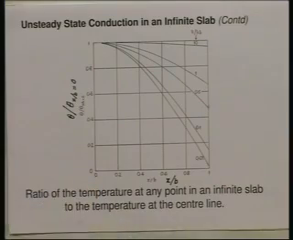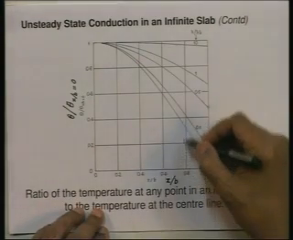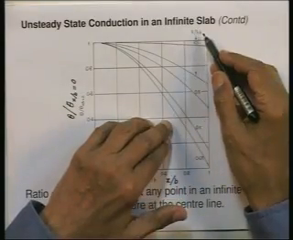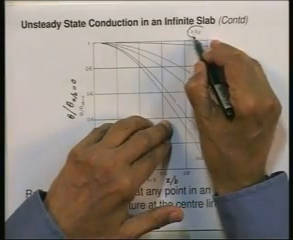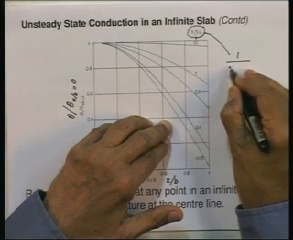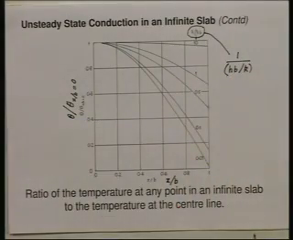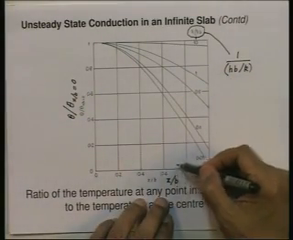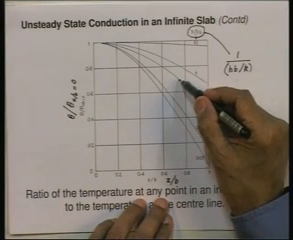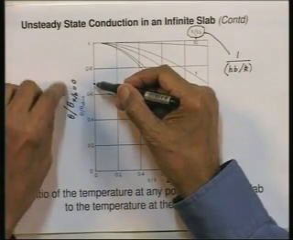Suppose I want the ratio of the temperature at any point in the slab to the temperature at the center line. Then I will first get the value of x by b, which will vary from 0 to 1, whatever it is. I will go up vertically to the value of 1 upon the Biot number. This quantity is again the same thing I mentioned earlier, 1 upon h b by k, the inverse of the Biot number. So, given a particular location in the slab, go up to the value of 1 upon h b by k, then go horizontally and you will get the ratio theta divided by theta at x by b equal to 0.